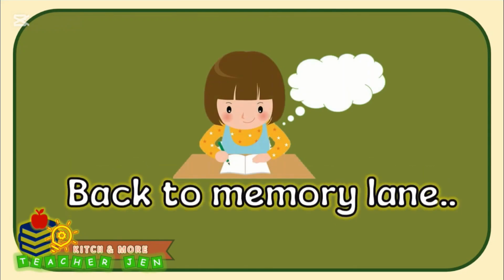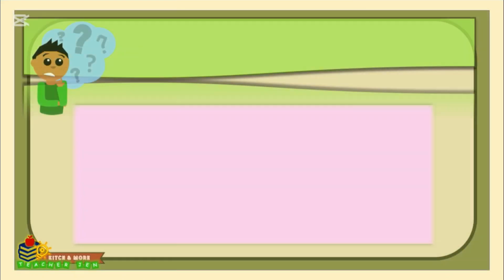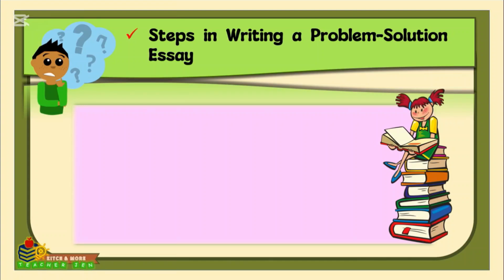So, back to memory lane. Previously, you learned about writing a problem-solution essay and its essential steps. The process began with the pre-writing stage, where you identified an environmental problem, brainstormed possible solutions, and considered the situation, audience, and purpose of your essay.